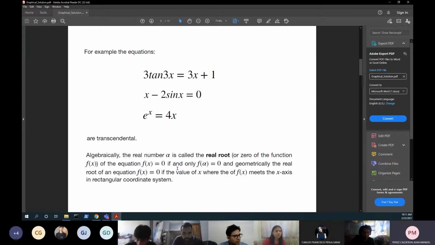No, profe. No? Okay. So remember, this is very important for you. There is going to be an exception, but we're going to see this exception later on in this chapter. But in general, remember, a root, alpha, is called a real root if f evaluated in alpha is equal to 0, numerically. But also, geometrically, it's a real root when the value in x intersects what? The x-axis in the rectangular coordinate system. So that's what we want to do.